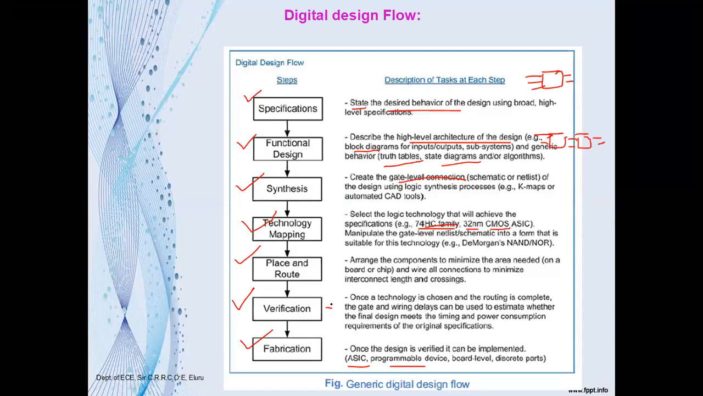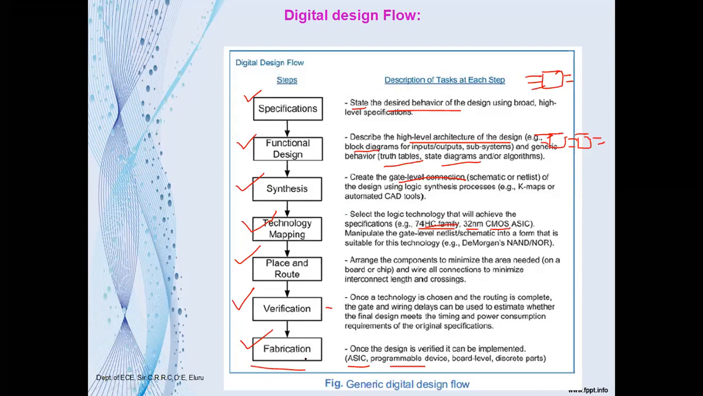So once in the verification you have the desired output, then we will go for the fabrication. If there are any faults in the circuit or if you are not getting the desired output, again we will go back and do these steps again. We will repeat the steps. Once you have the desired output, then we will go for the fabrication. So this is the simple design flow.